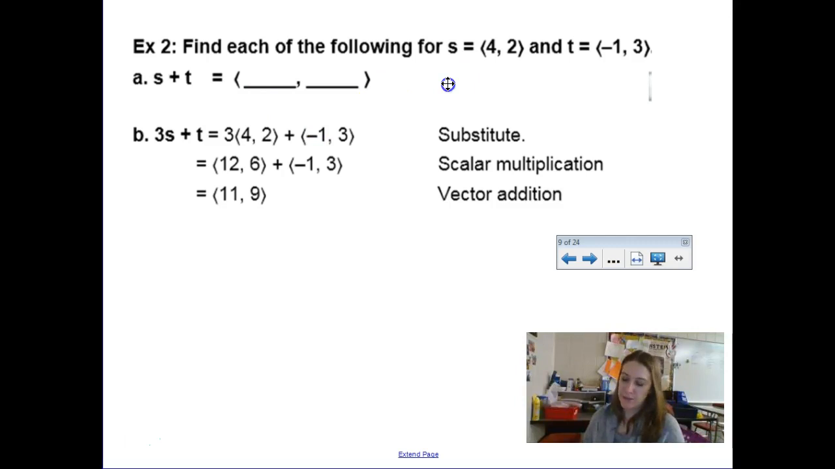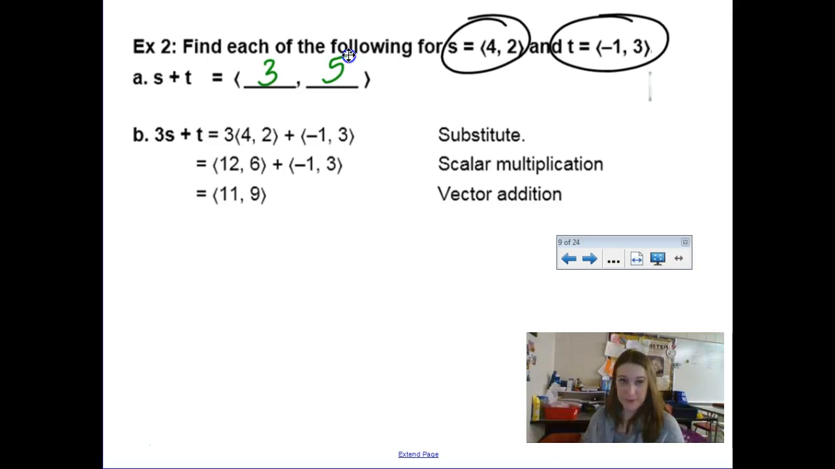So, just for fun, let's go ahead and add s plus t. So here's s, and here's t. And if I were to add them together, I would get 4 plus negative 1, which is 3. 2 plus 3 is 5. That really wasn't too bad at all.